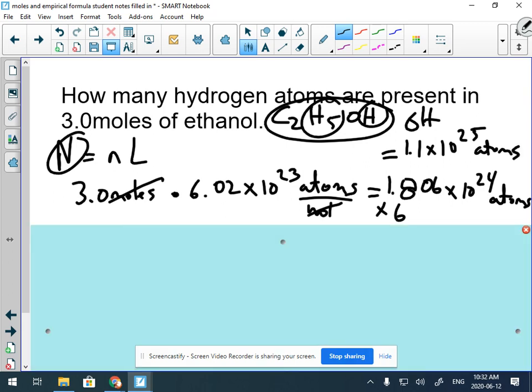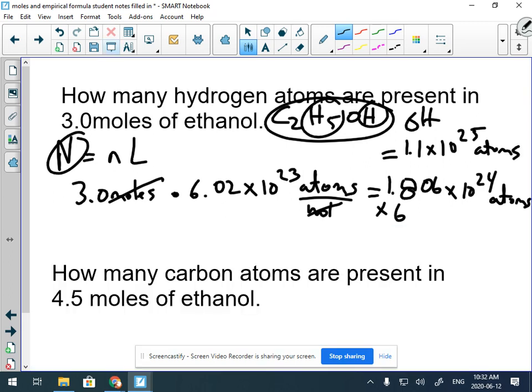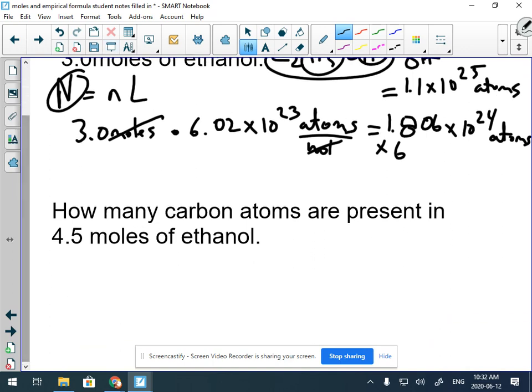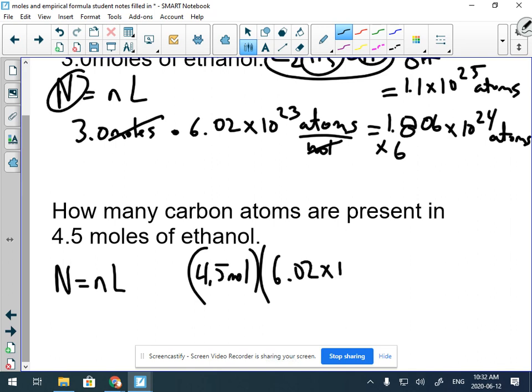Now, same trick question here. Okay, same trick question here. How many carbon atoms are present in 4.5 moles of ethanol? So same kind of thing. We're using the same formula. N is equal to n times L. We're given moles. Okay, so 4.5 moles. We'll times that by Avogadro's number, atoms per mole.